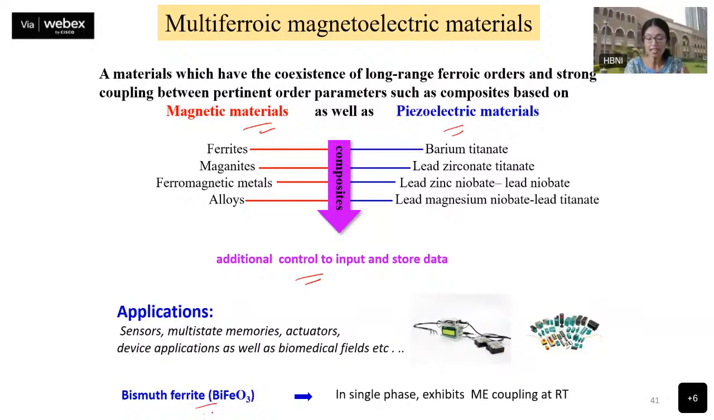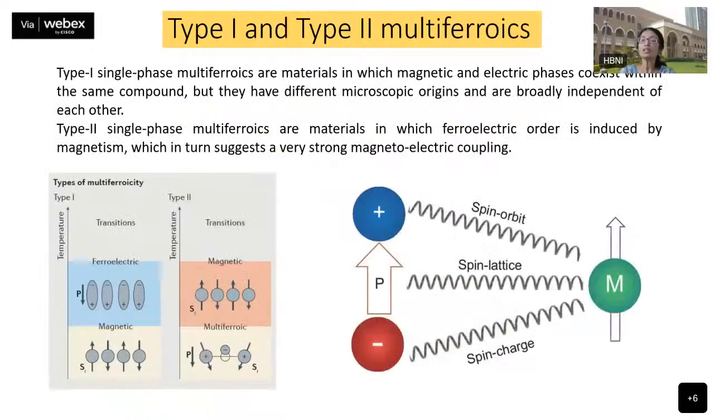So bismuth ferrite, as I said, is a single phase multiferroic. It exhibits magnetoelectric coupling at room temperature. That is why it is a hugely researched material. Now in multiferroics, there can be type 1 and type 2 multiferroics. Type 1 are single phase multiferroics in which the magnetic and the electric phase coexist within the same compound, but they have different microscopic origins and they are broadly independent of each other.